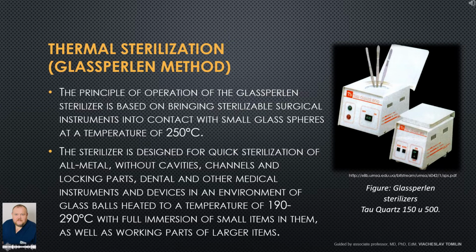Thermal sterilization. Glass bead method. The principle of operation of the glass bead sterilizer is based on bringing sterilizable surgical instruments into contact with small glass spheres at a temperature of 250 degrees Celsius. The sterilizer is designed for quick sterilization of all metal, without cavities, channels and locking parts, dental and other medical instruments and devices in an environment of glass balls heated to a temperature of 190 to 290 degrees Celsius with full immersion of small items in them, as well as working parts of larger items. In the figure, glass bead sterilizers Tau Quartz 150 and 500 are presented.